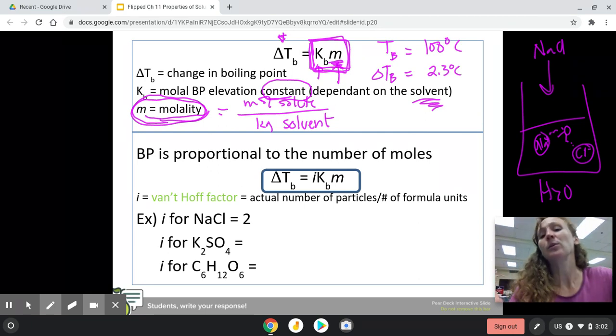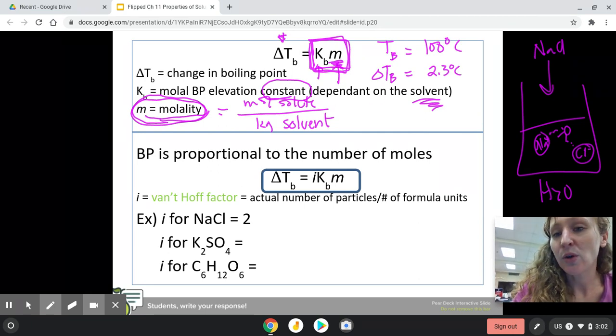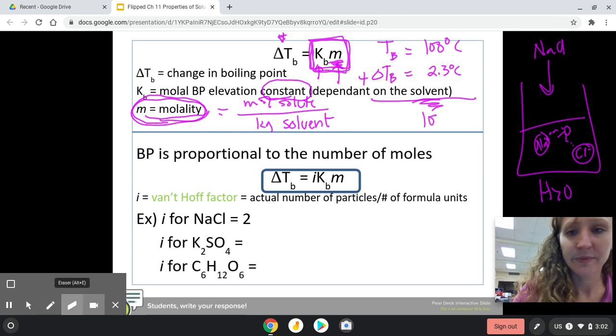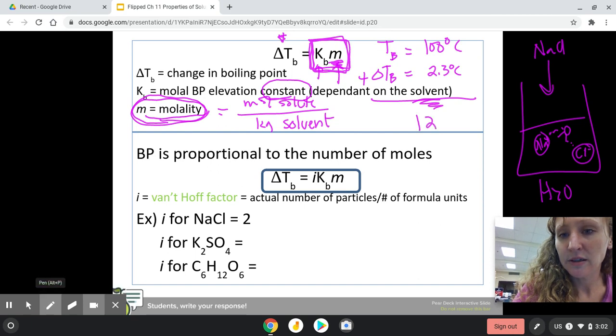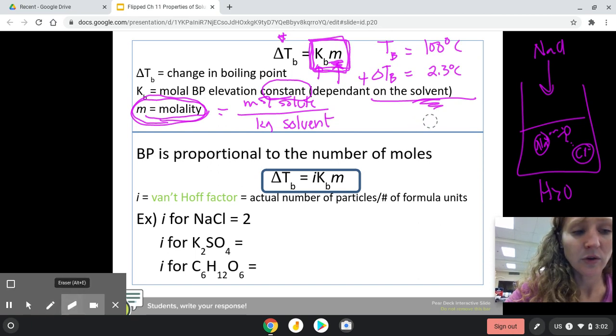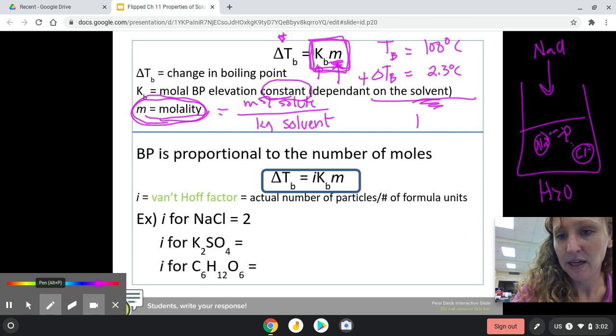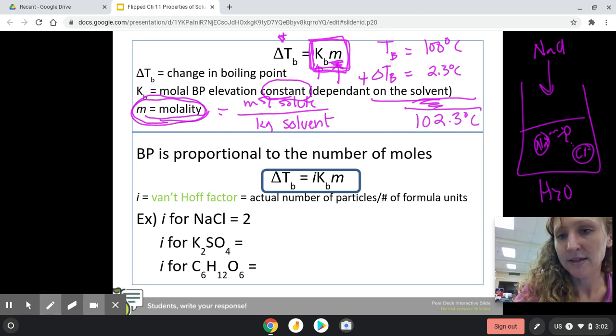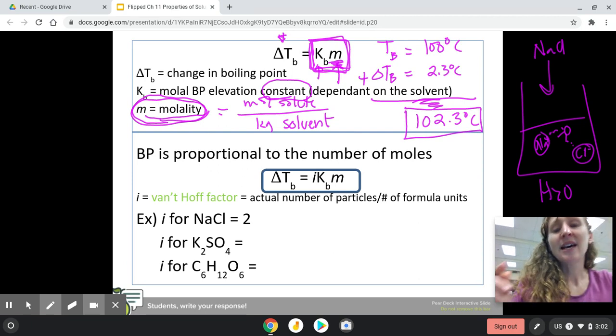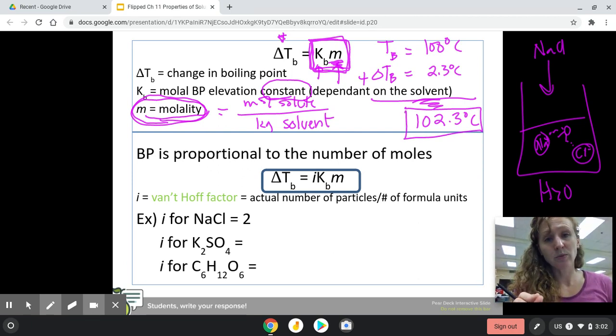Well, you know it's a boiling point elevation, so you have to add the two together, and you get 102.3 degrees Celsius. Okay, so notice this formula gives you the change in boiling point, not the new boiling point itself. You actually have to add it to the old boiling point in order to get the new boiling point.